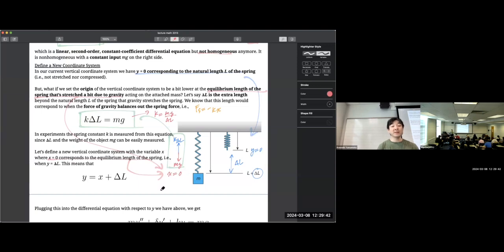And I'm going to use x's. And so how do you convert between the y coordinate system and the x coordinate system? The conversion will be due to this. This will give you your conversion. Why does this make sense?